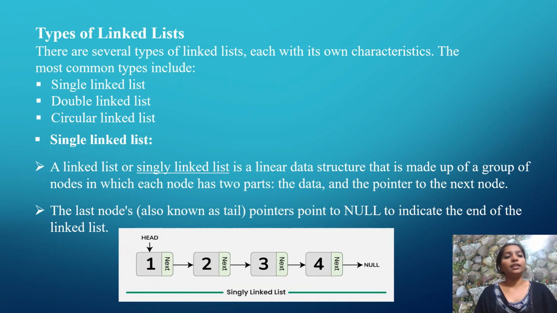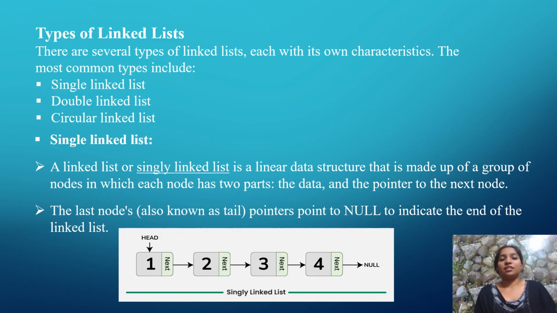Now types of the linked list. These types are based on the links in the linked list. They are divided into three types: single linked list, double linked list, and last one is circular linked list. Now what is a single linked list?